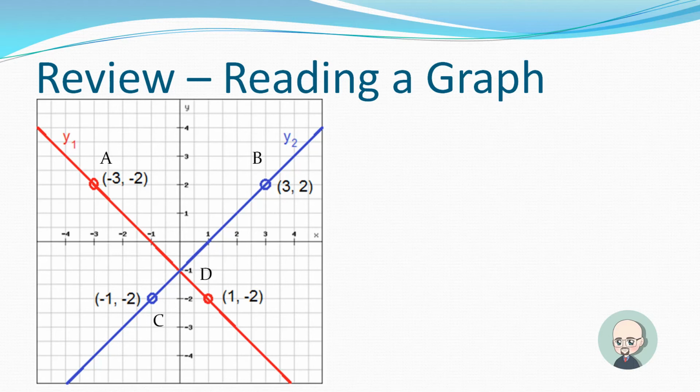Now we go down bottom, and it says, okay, -1, -2. So it goes over 1 and down 2. All right. We look at B. It has 3, 2. We go over 3 and up 2. You look at D, we go over 1 and down 2. So that's X is 1, Y is -2.